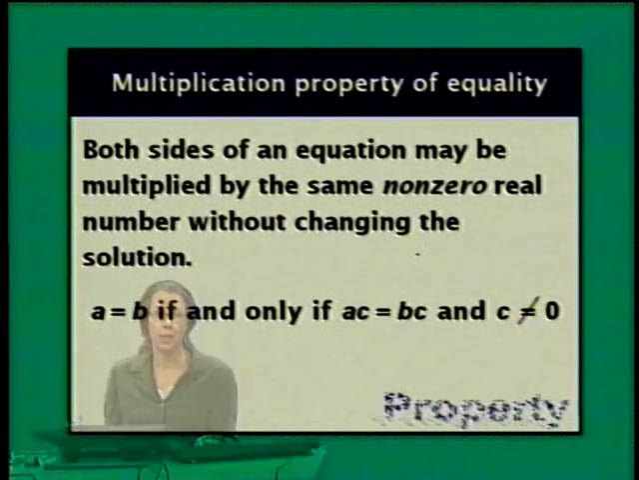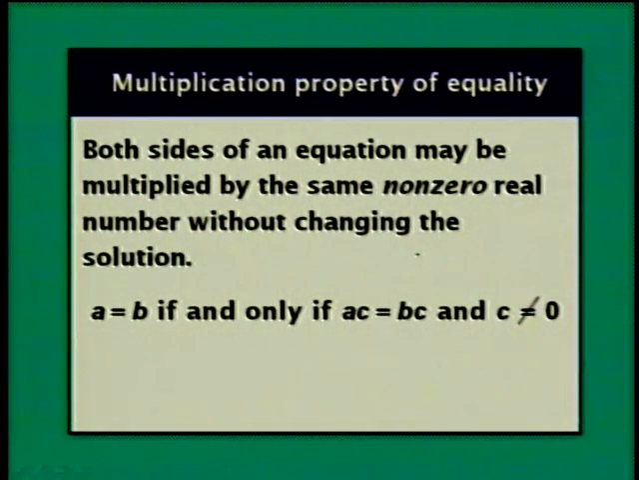Now what we've just seen here is the multiplication property of equality. Both sides of an equation may be multiplied by the same non-zero real number without changing the solution. So here it's important that we multiply both sides of the equation by some number other than 0. In the example I just did, we multiplied both sides of the equation by 1/5. Why do we have to throw 0 out? Well, what I'm going to do is I'm going to start with a false statement.